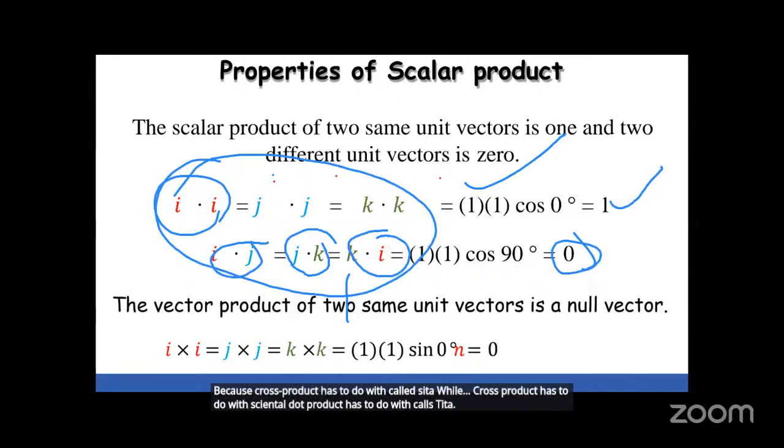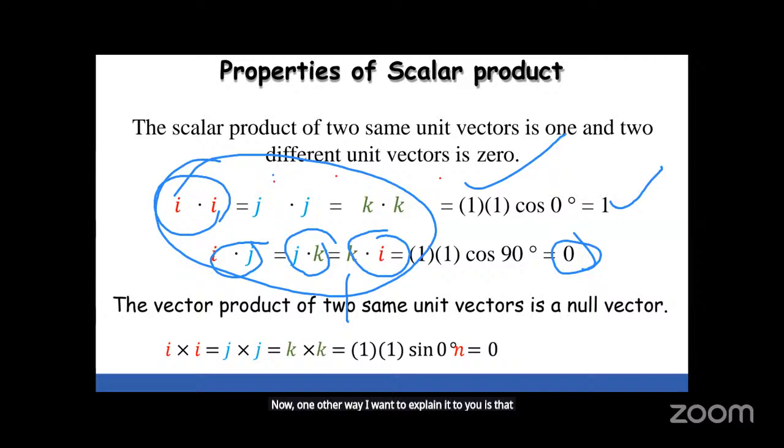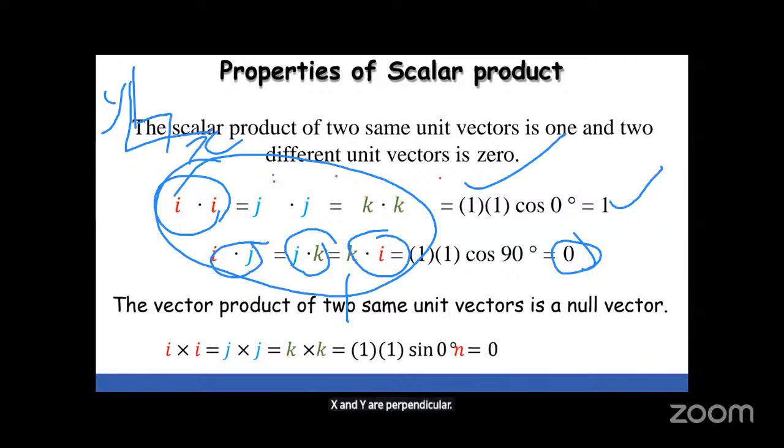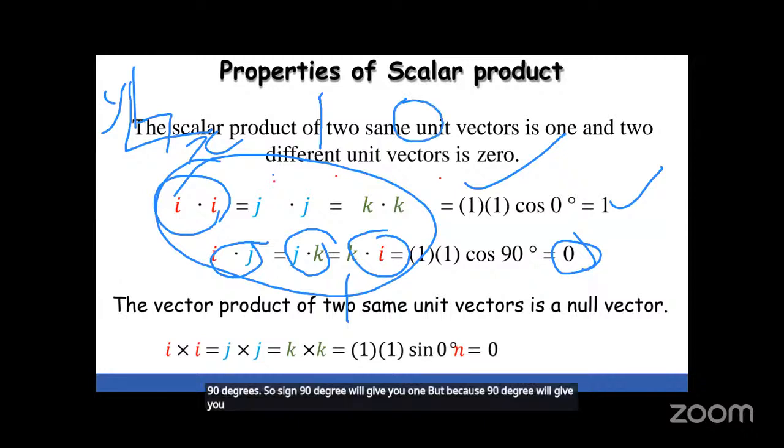Now, one other way I want to explain it to you is this. Look, for instance, I have this diagram. This is X and this is Y. X and Y are perpendicular. The angle between them is 90 degrees. So sine 90 degrees will give you 1, but cos 90 degrees will give you 0.